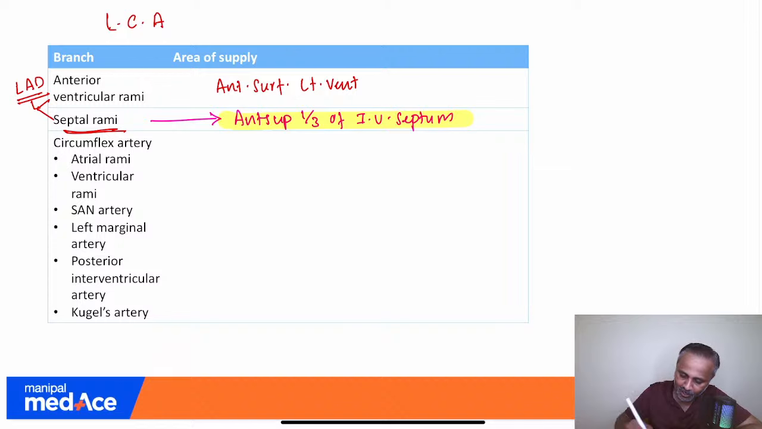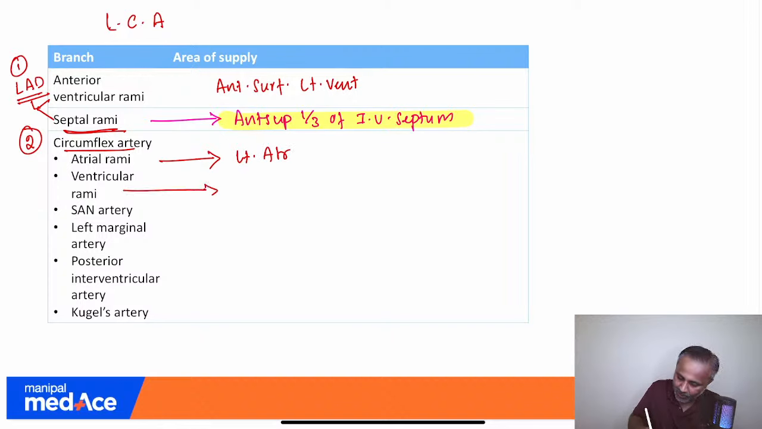Apart from this, remember, we have the circumflex artery. So there are two major arteries, the left anterior descending and the circumflex artery. These are the two major branches coming from the left coronary artery. Okay, the circumflex branch gives off atrial rami, which supplies what? The left atrium. Ventricular rami, which supplies the left ventricle, especially the left surface.